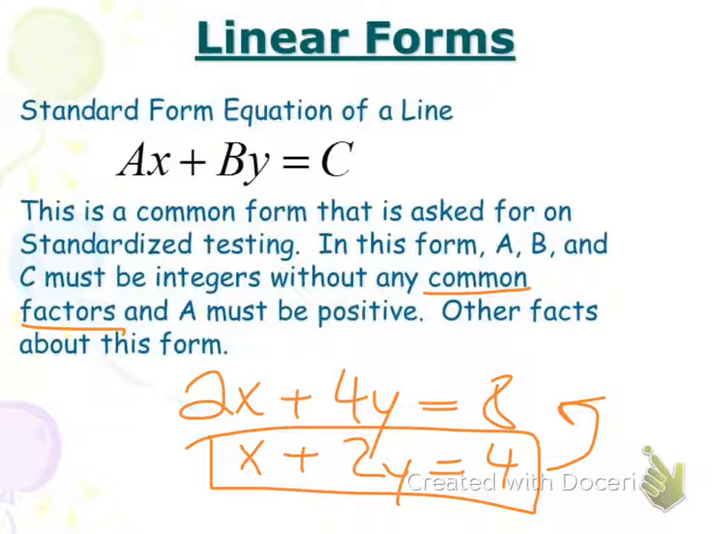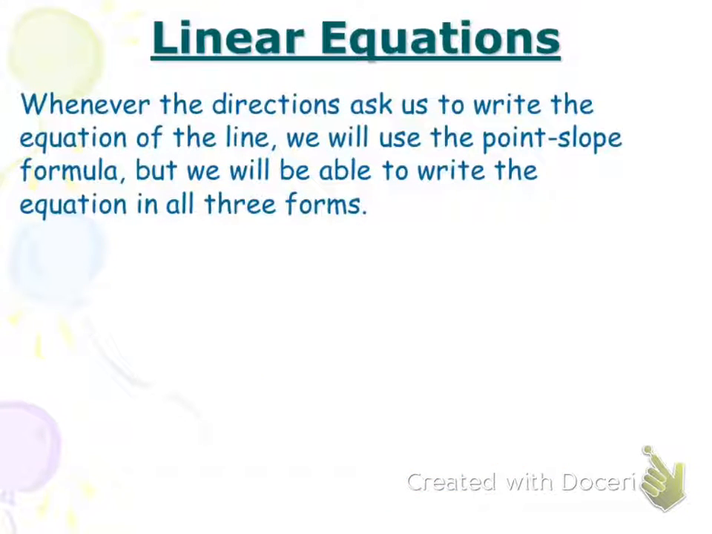It's thus standardized. The same is true for the slope intercept form, which you guys are really familiar with, right? y equals mx plus b. That's what we dealt with in part 1 of this lesson. Now, whenever our directions tell us to write the equation of a line, we are going to default to the point slope form. So we have to know the point slope formula. It's the form of the equation of a line that we're going to use to write equations of lines. That's what we're doing today.